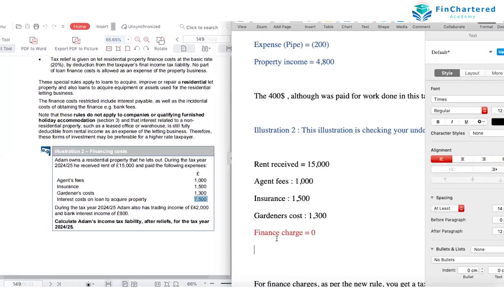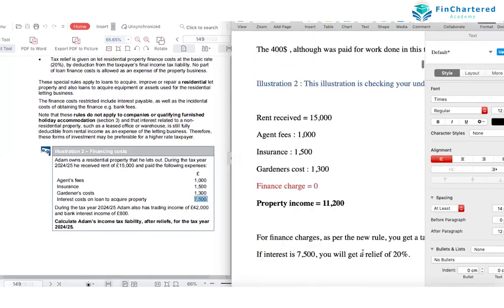So in this case, 15,000 minus 1,000 minus 1,500 minus 1,300 will be 15,000 minus 3,800 basically. So 15,000 minus 3,800, your property income becomes 11,200. Your property income will be 11,200, guys. I hope this is clear. I hope this is very, very easy. Now that you know this, you can continue to do this sum as usual.